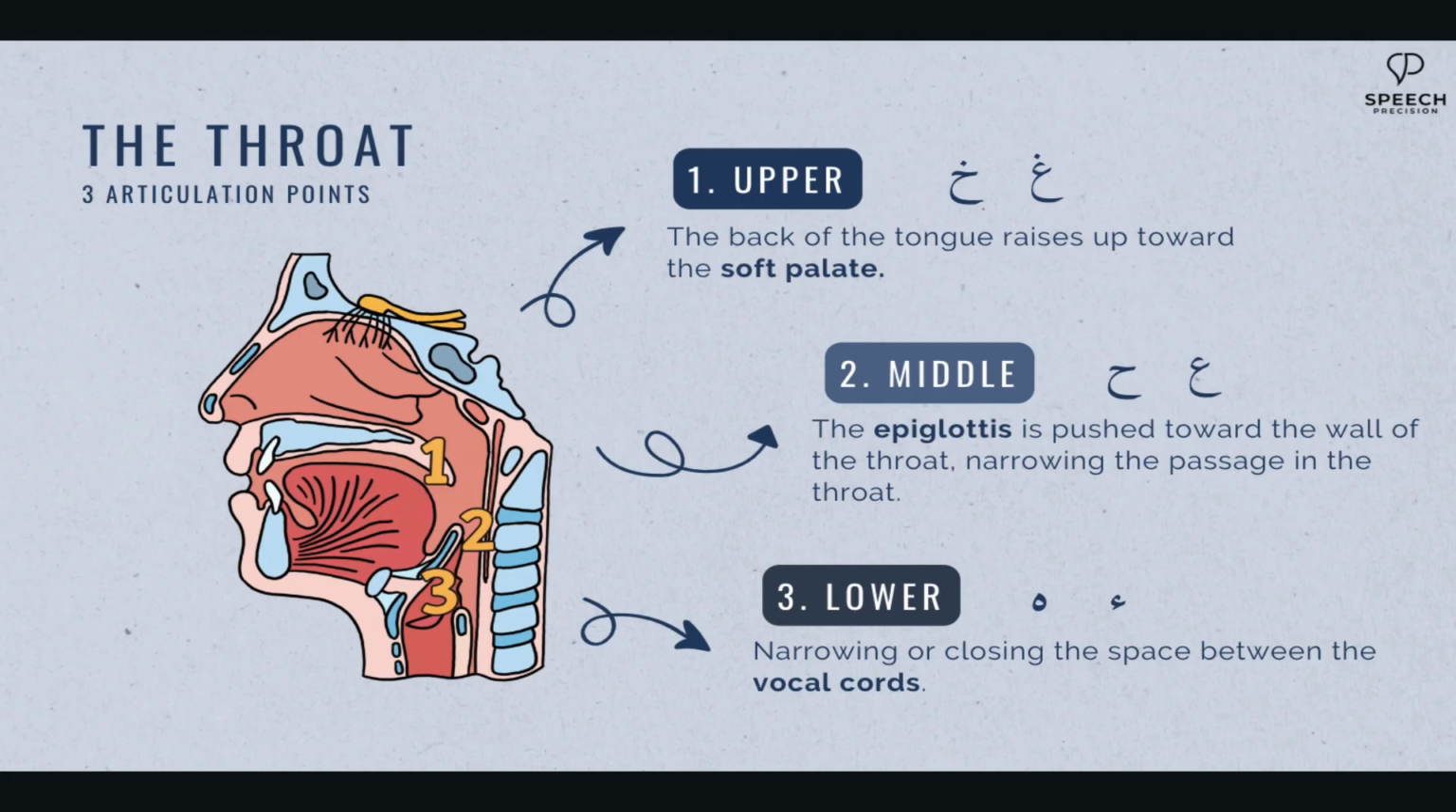Okay, to recap, and it's probably a good idea to screenshot this. In Tajweed, the throat is divided into 3 parts. You have the upper part of the throat, which is where the ghain and the kha come from, and this is when the back of the tongue raises up towards the soft palate. Then we have the middle part of the throat, and that's where the ayn and the ha come from. And here the epiglottis is pushed towards the wall of the throat, narrowing the passage in the throat. And then we have the lower part of the throat, and that's where the hamza and the ha come from, where we narrow or close the space between the vocal cords.